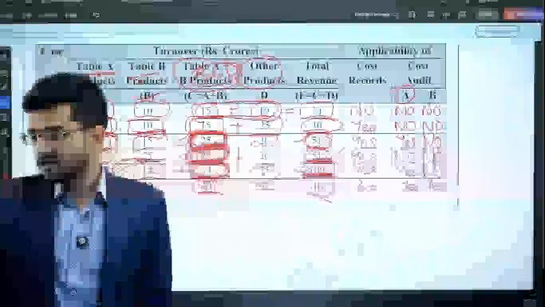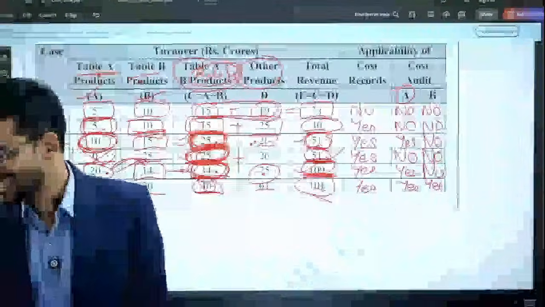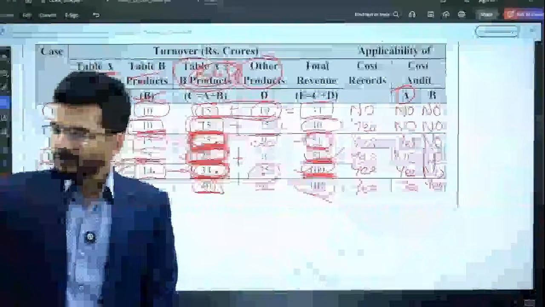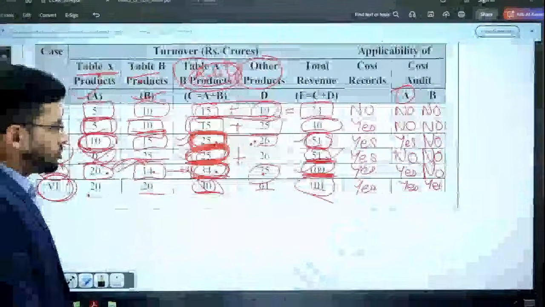Kumar Singh says yes, yes, no. No, your answer is incorrect, Kumar Singh. Answer is yes, yes, yes in the last part. Case 6 is yes, yes, yes. Cost audit is applicable for both the products. Yes, that is the correct answer. Perfect. So very, very critical point to be noted over here.